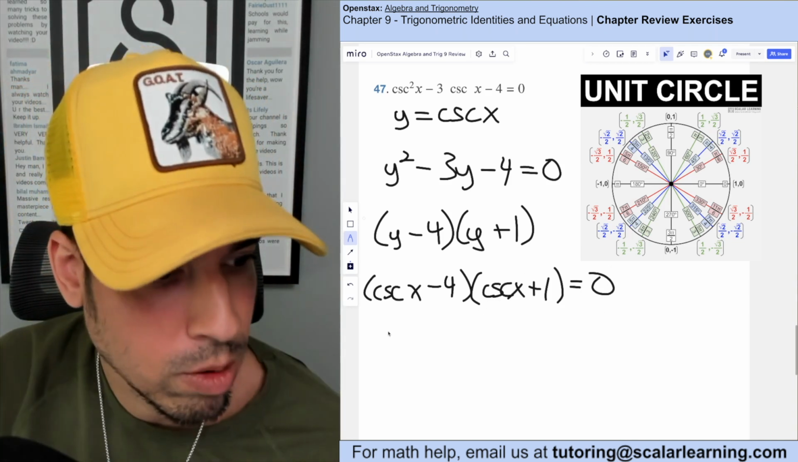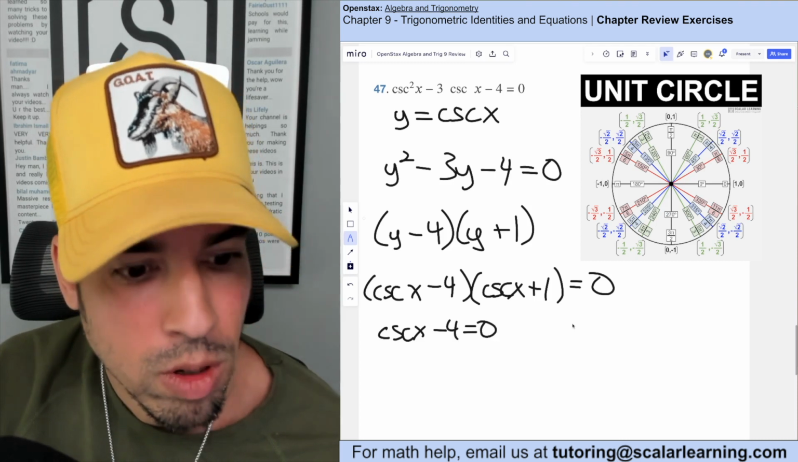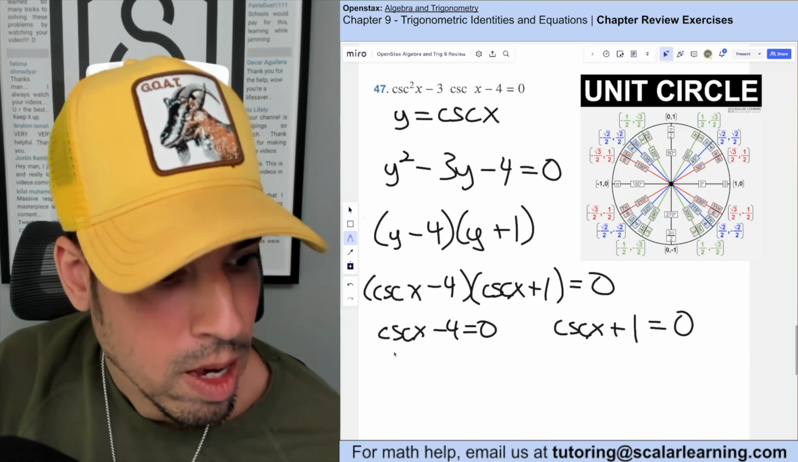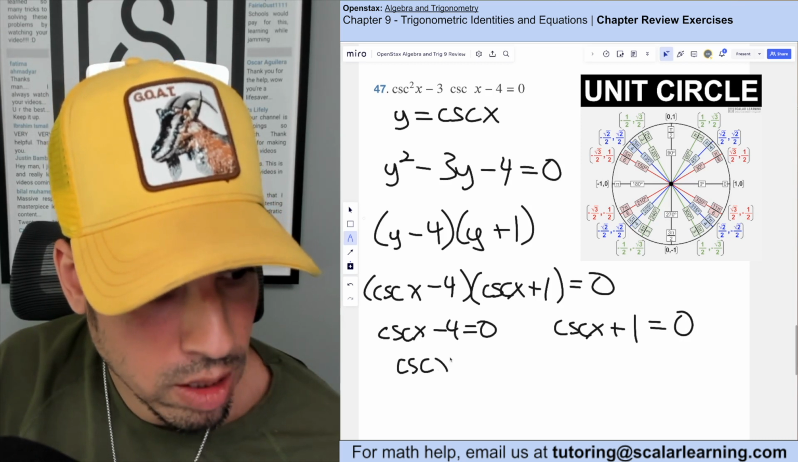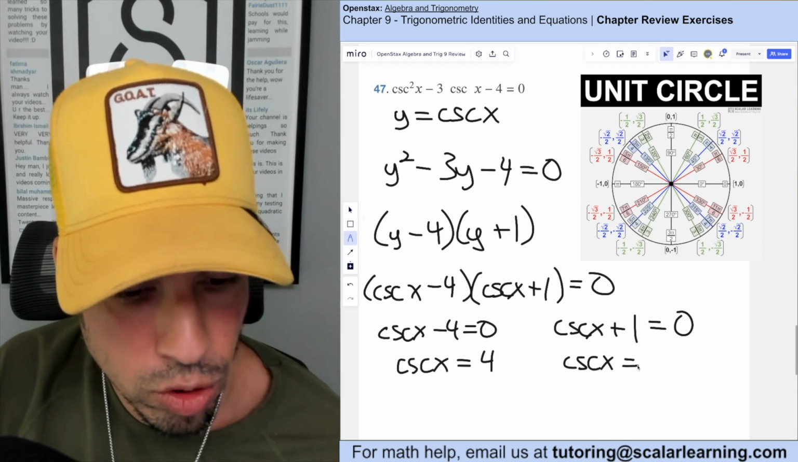So this gives me two possibilities. One, cosecant of x minus 4 equals 0. The other one is cosecant of x plus 1 equal to 0. So when we isolate, we take cosecant of x equal to 4 and cosecant of x equal to negative 1.